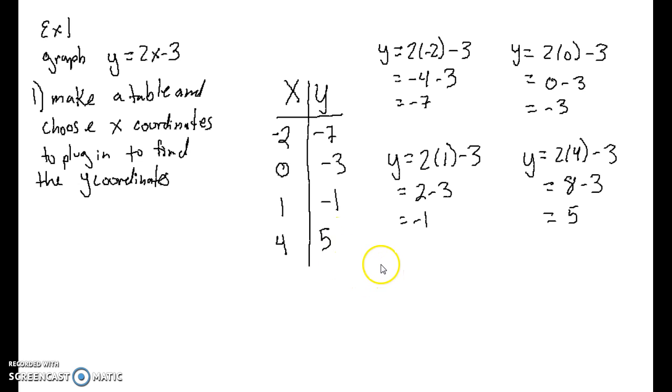So these are our ordered pairs. Let me do this in a different color. Oops. Erase that.